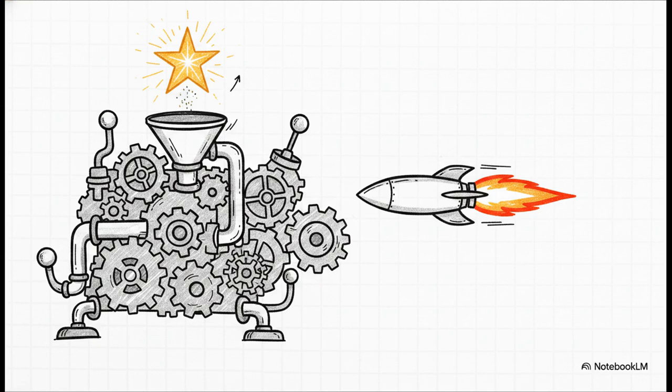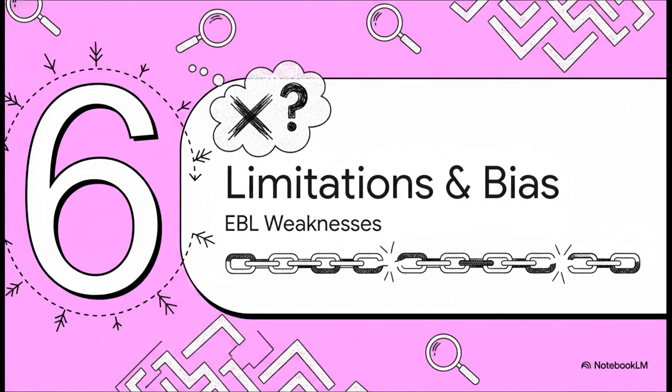Instead of doing the heavy logical reasoning from scratch every single time, it compiles that knowledge into efficient rules that can classify new instances in just a single step. And honestly, the most mind-blowing part? Because it relies entirely on strict logic rather than statistics, EBL can successfully learn a highly effective general rule from just a single positive example. One example, that's it. Finally, let's cover Section 6, Limitations and Inductive Bias.